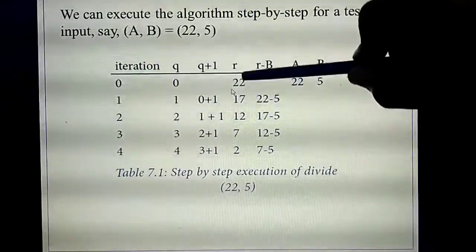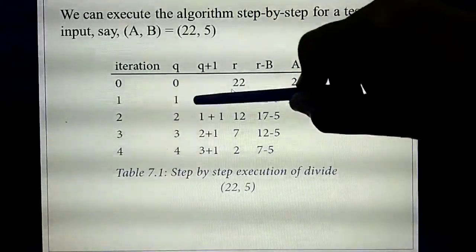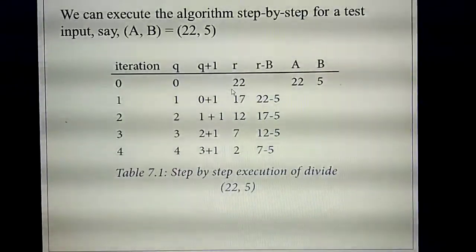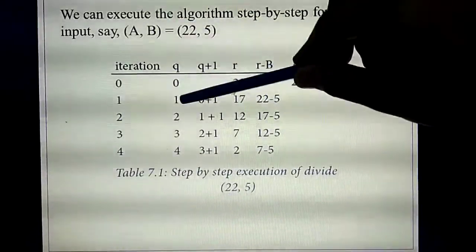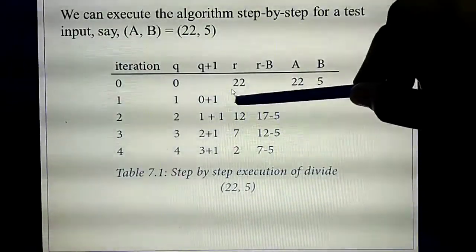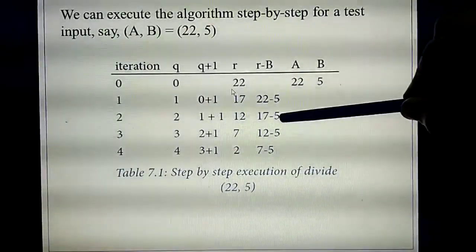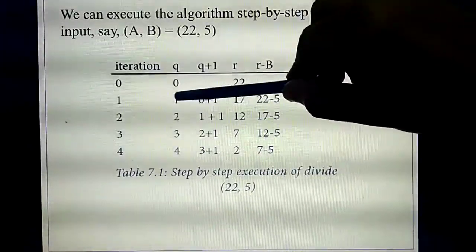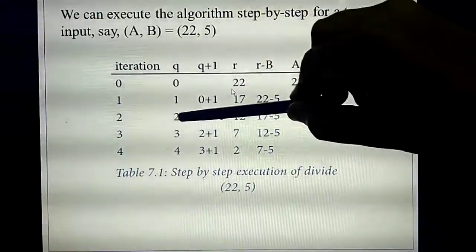So when you get the remainder, you need to add 1 to the quotient. 0 plus 1, first time 0 plus 1. So here the quotient you are getting is 1. Next time, 17 minus 5, what value will you get? 12. So next time add 1: 1 plus 1 is 2. So that answer is 2.